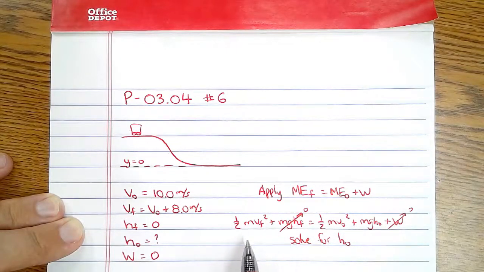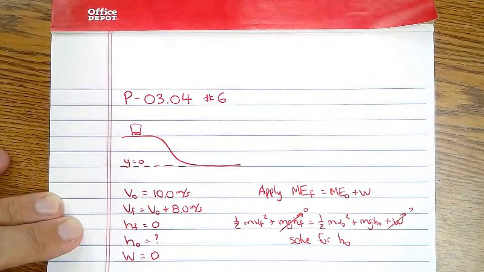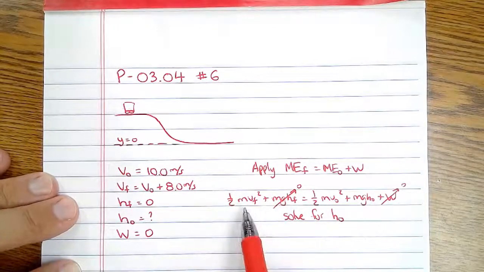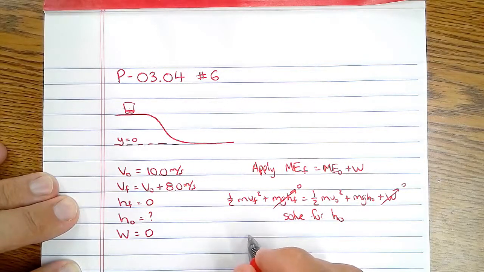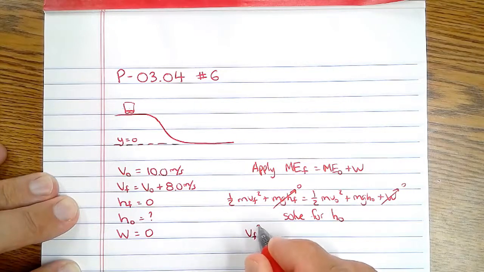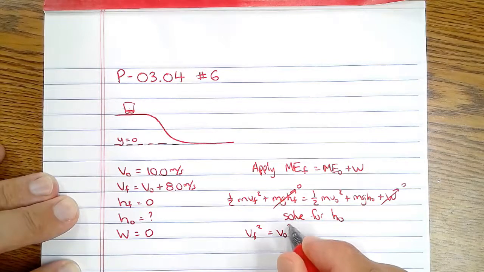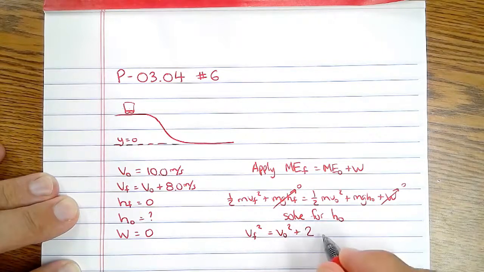A couple things to make your life a little bit easier. One is the fact that every single term that's left here has an m in it, so those will cancel. And then I would multiply through by 2. So when you do those two things, the m's cancel, multiply by 2, you're going to get v final squared equals v initial squared plus 2 g h initial.